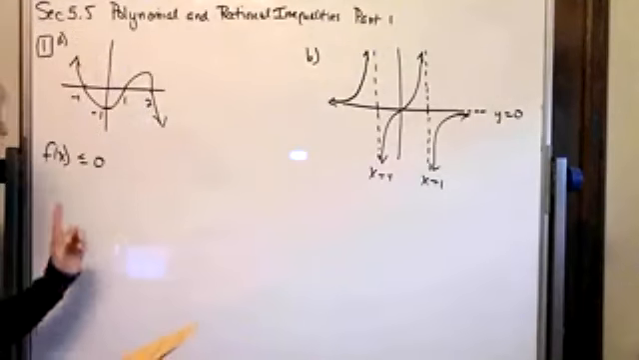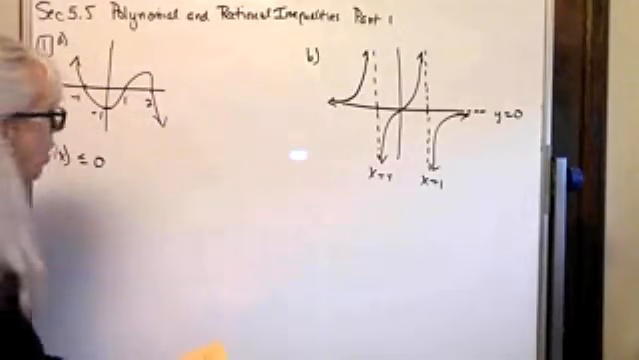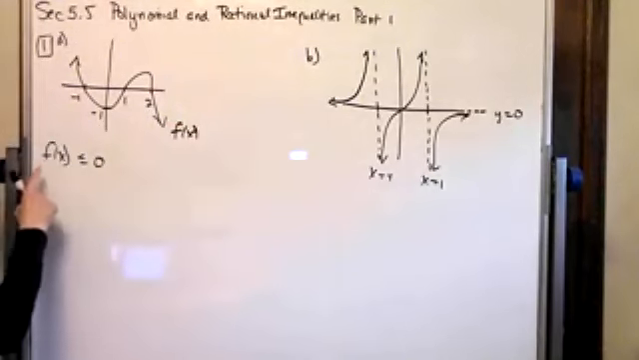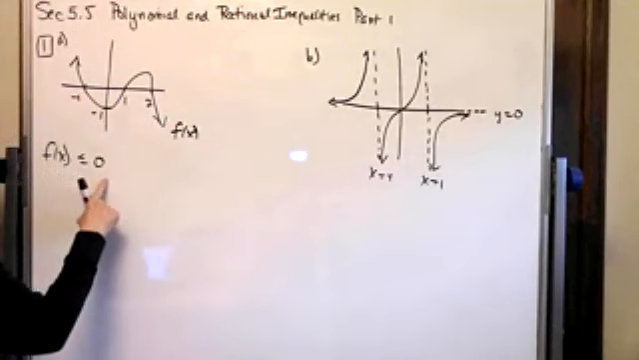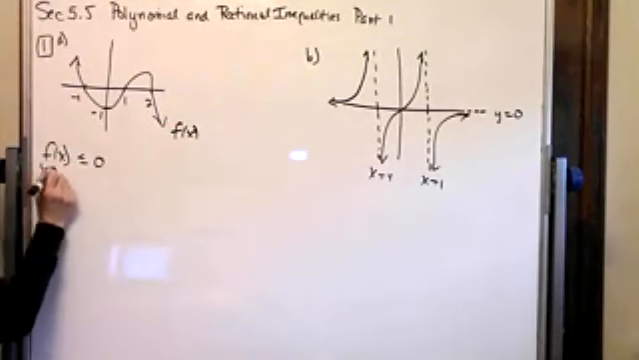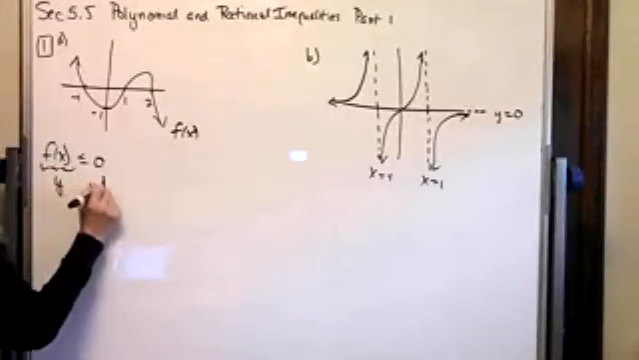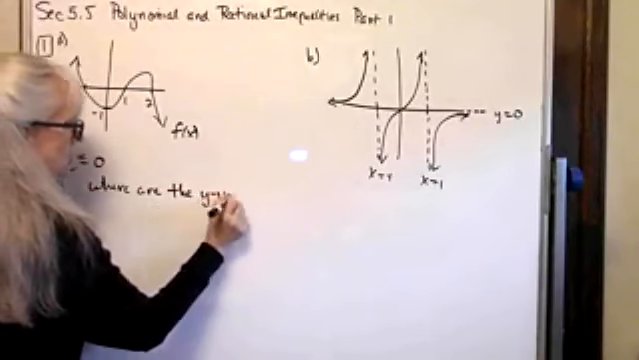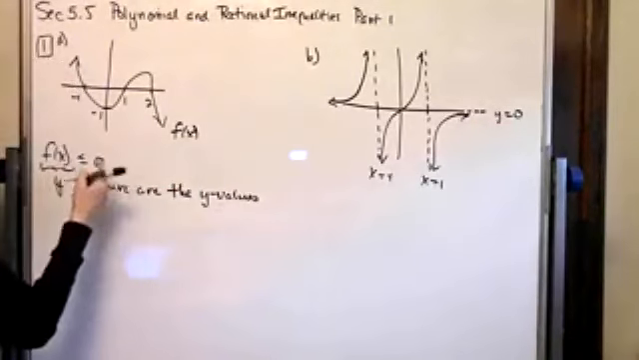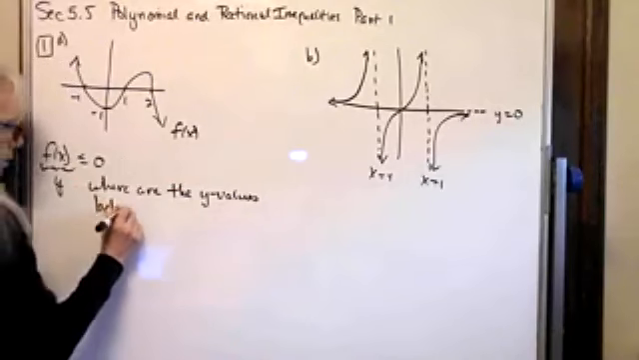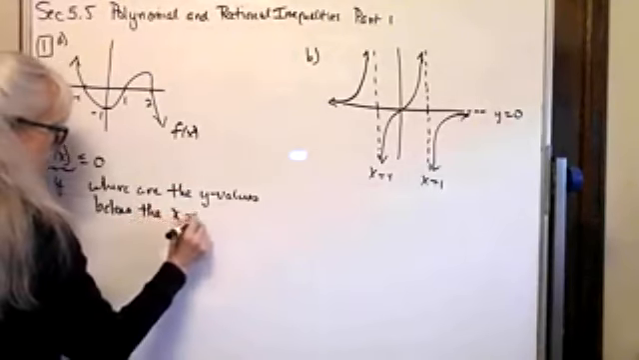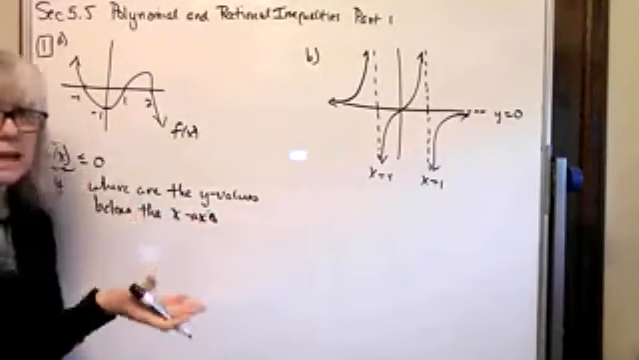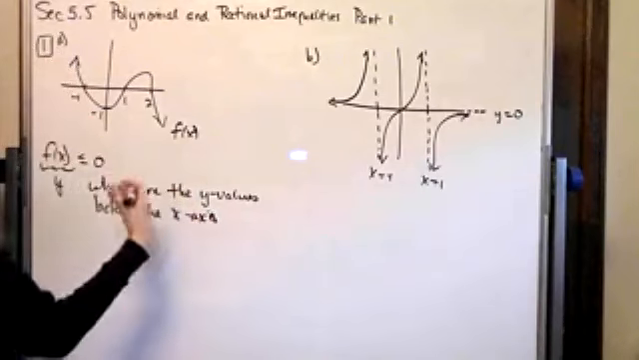They're going to ask us some questions about these two pictures. So they want us to use the graph of the function to solve the inequality. If this is our function f of x, we want to solve f of x is less than or equal to 0. So what this is asking us is, where are the y values of the graph below the x-axis? We want to know where the y values themselves are negative. Where's the function negative?